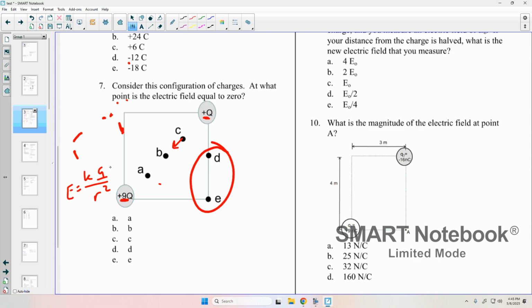Notice that the charge is 9 times the amount of Q. And then also notice that while this distance is R, this distance is 3R. This is R, that's 3R. So if I have 3 here, that's 3 squared, and that 3 will cancel out with the 9 because it's squared, right? 3 doesn't cancel out with 9, but 3 squared does. So those electric fields would be equal and opposite, and C would be the right answer.